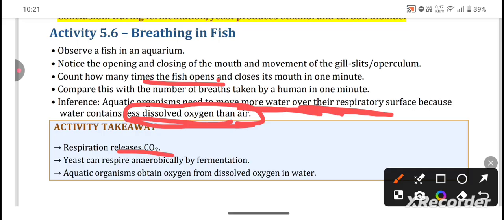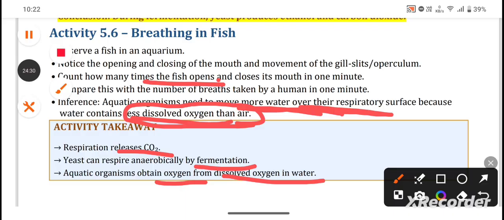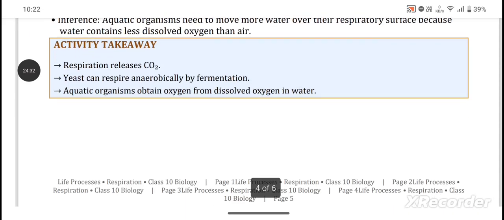Respiration releases CO2. Yeast can respire anaerobically by fermentation. Aquatic organisms obtain oxygen from the dissolved oxygen in water. These are the key points which you should remember.